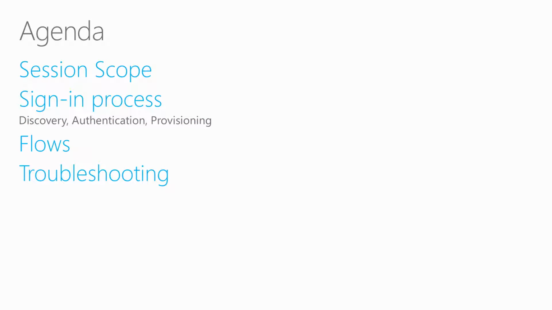First I want to talk about the session scope, and then we will talk about the sign-in process. We will talk about discovery, how a client finds the server it needs to sign in, the authentication, how it can prove that it is allowed to sign in, and the provisioning, the information that the client receives from the server or service once it has signed in. Then we will take a look at the flows, how signaling works, and finally we will conclude with some information on troubleshooting.